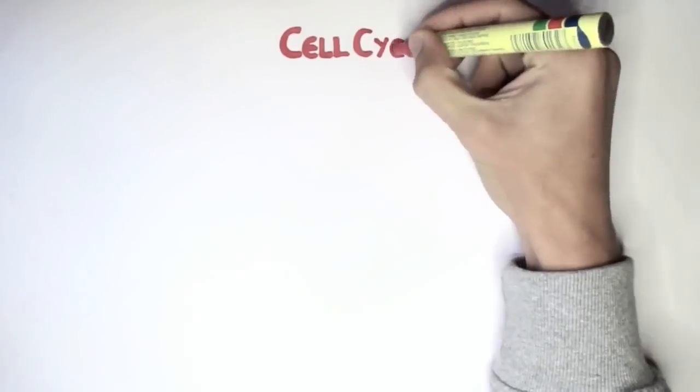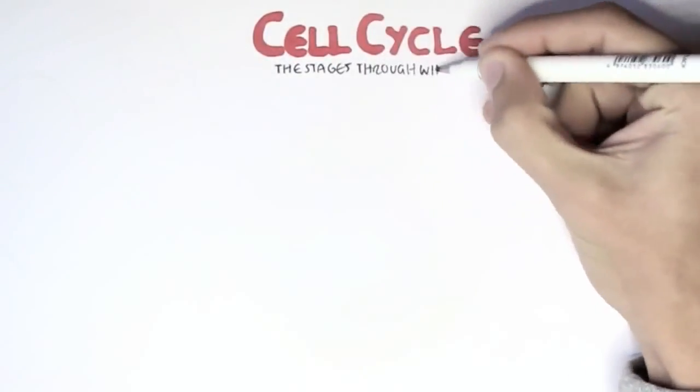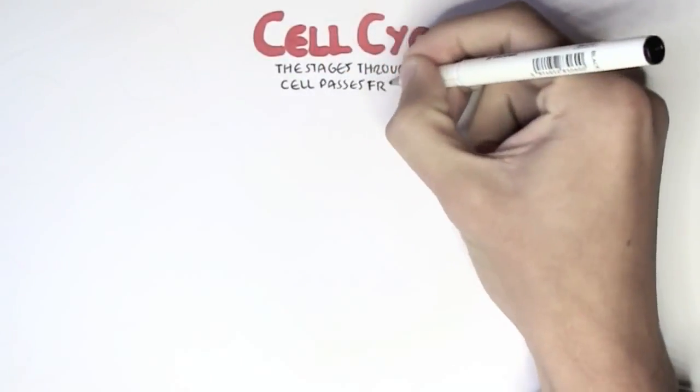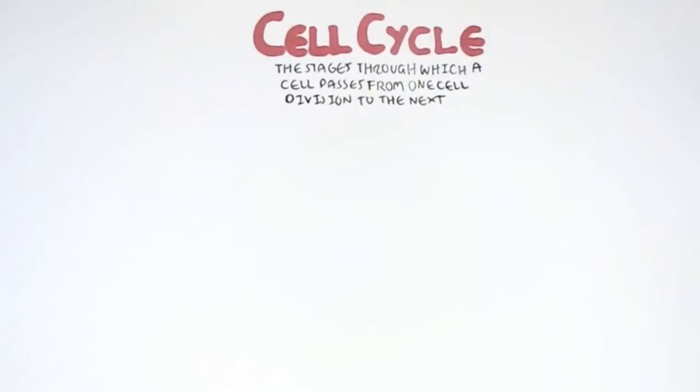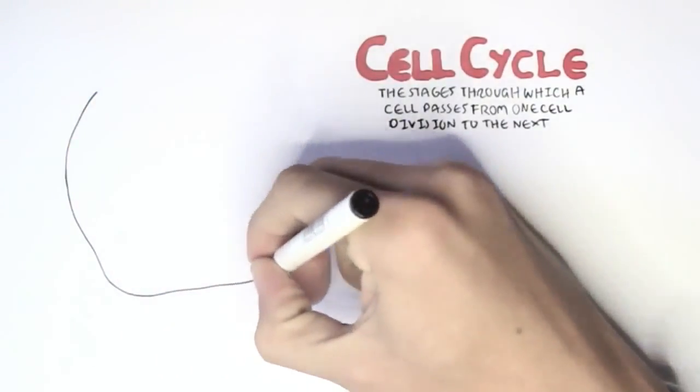Let's talk about the cell cycle. The cell cycle is defined as the stages through which a cell passes from one cell division to the next. So it's the stages in which the cell grows and prepares for division. And when the cell divides, it divides into two identical cells. This is the cell cycle.